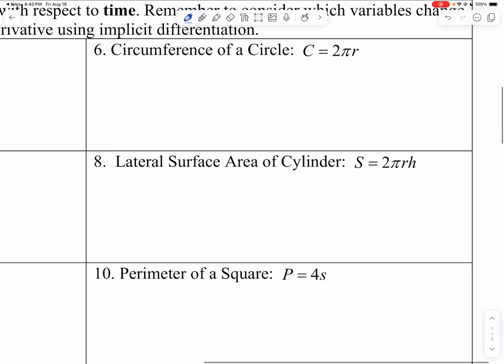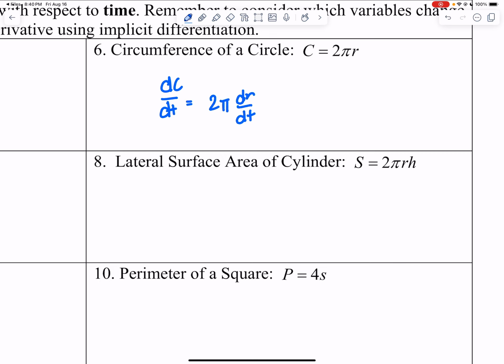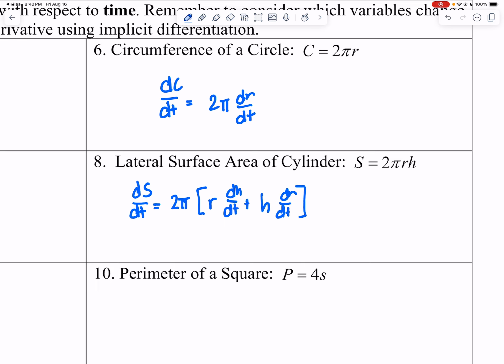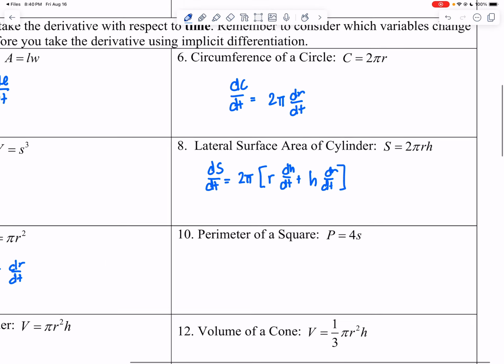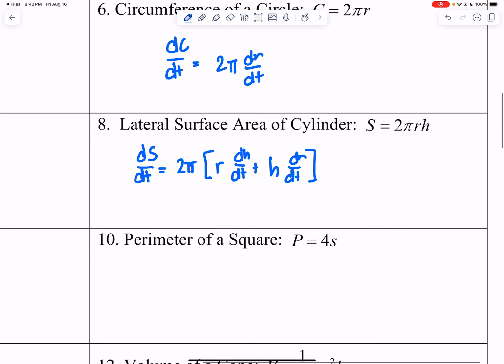Number six, circumference of a circle, so that's going to be dC/dt is equal to 2 pi dr/dt. The lateral surface area of a cylinder, so that's going to be dS/dt is equal to 2 pi, and then we have first times the derivative of the second plus second times the derivative of the first. Number 10, the perimeter of a square, dP/dt is equal to 4 ds/dt.